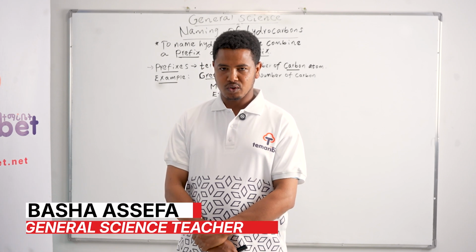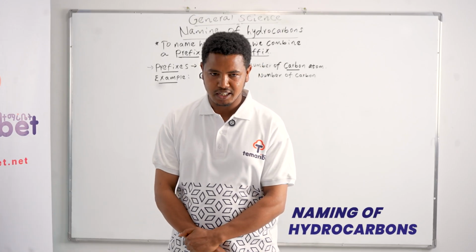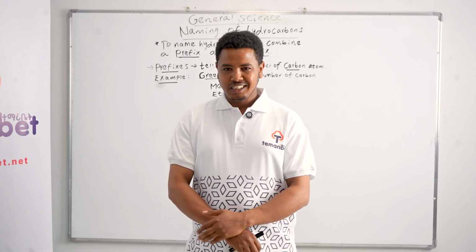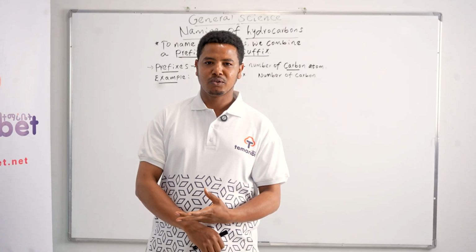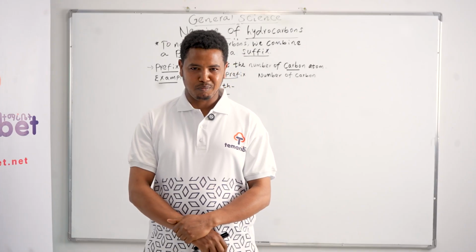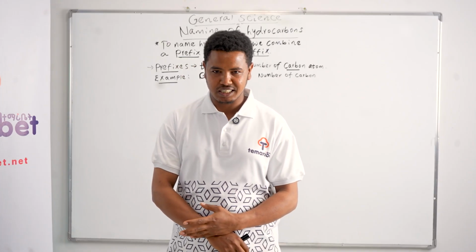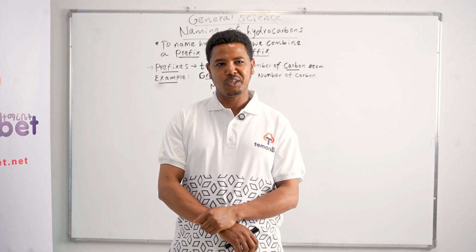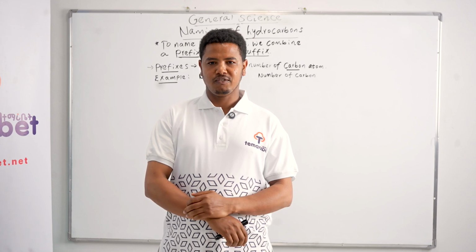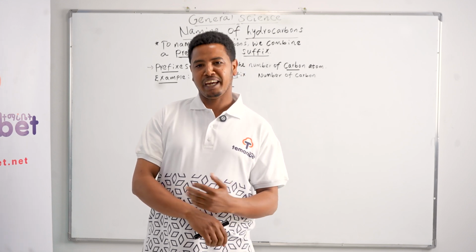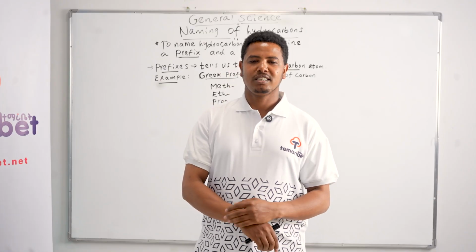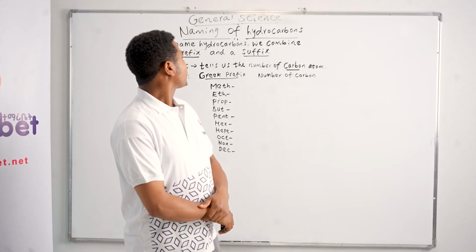Today we are going to learn about the naming of hydrocarbons, or the nomenclature of hydrocarbons. In organic chemistry we use prefixes to tell the number of carbon atoms. In today's topic we'll try to name different hydrocarbons by using a set of prefixes and suffixes. If you watch this video until the end, you will name hydrocarbons easily. Just follow me, I'll show you the formula.